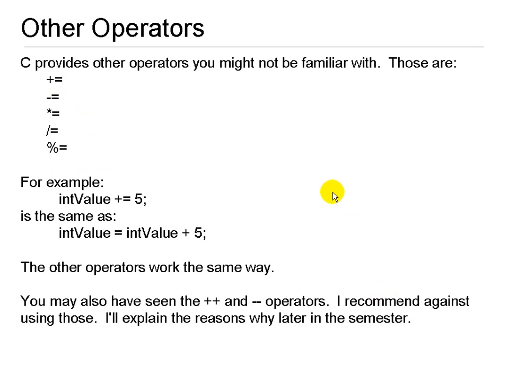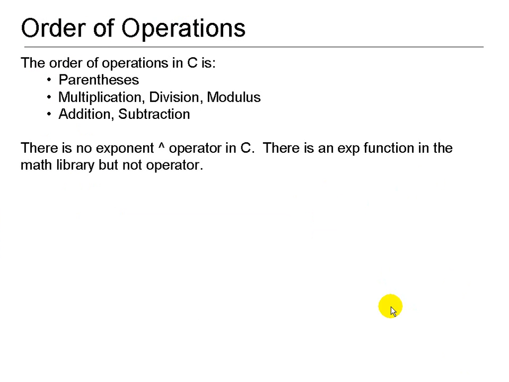Go back to our slideshow. So again, I'll talk about why not to use those later in the semester. The order of operations in C is parentheses, multiplication, division, and modulus from left to right, and then addition and subtraction from left to right. There is no exponent operator in C. There is an exp or exponent function in the math library, but not an operator. Now, in order to model real-world problems in C, you have to know the order of operations so that the formulas you type in are evaluated correctly.